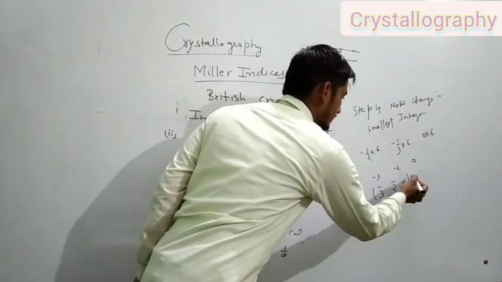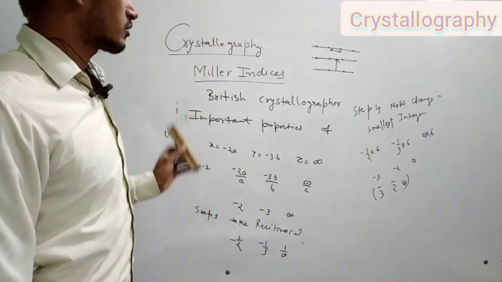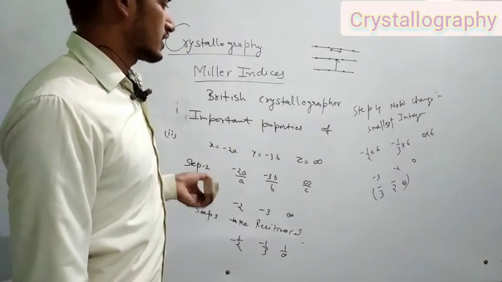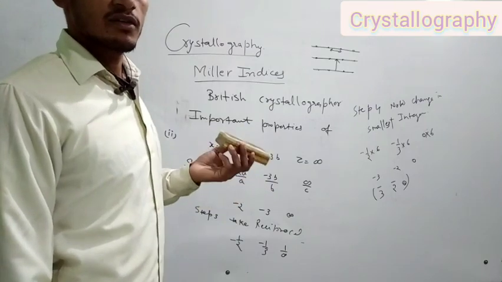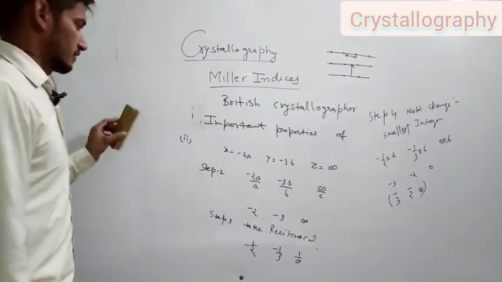So for a negative intercept on any axis, when we change this intercept into the Miller indices, it is represented by a bar on the Miller indices.